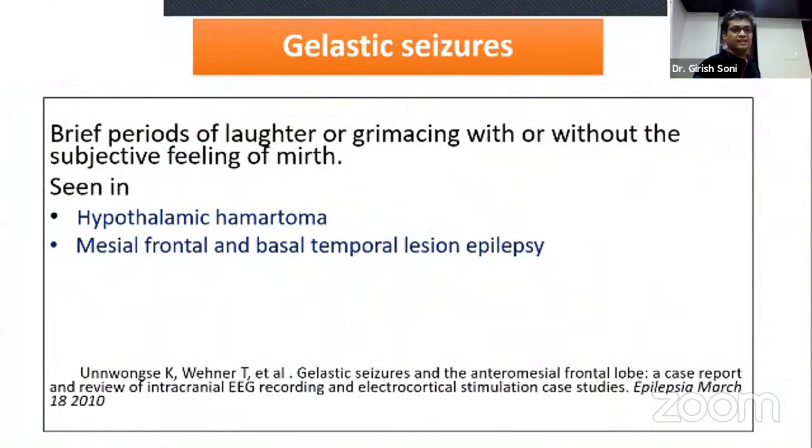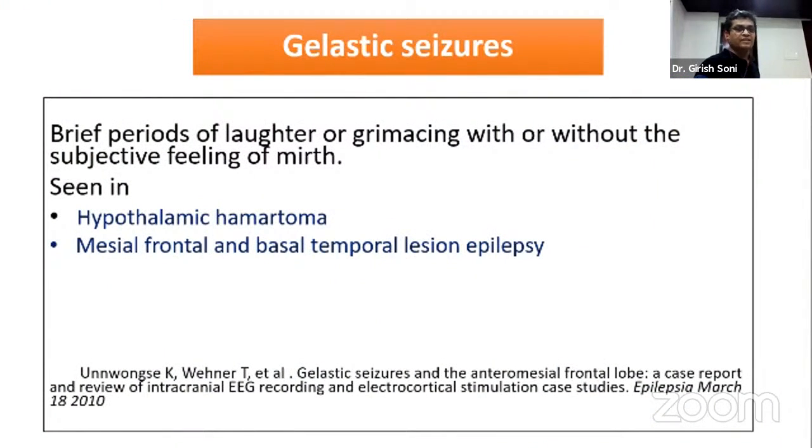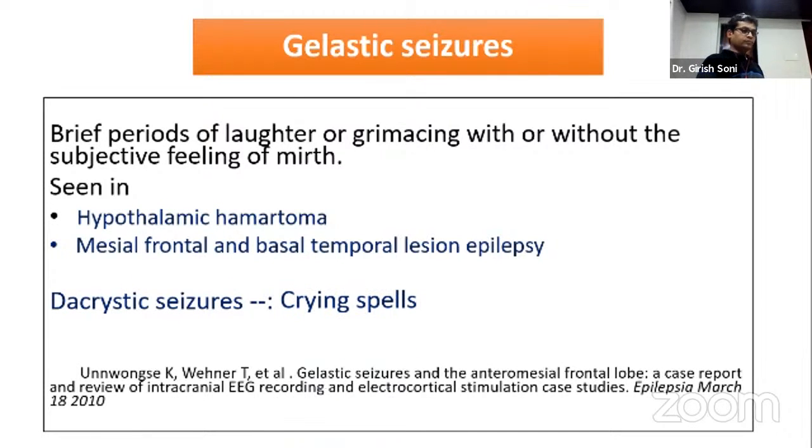And this is a classical gelastic seizure, brief periods of laughing or grimacing with or without a subjective feeling of mirth. Usually the sensorium is preserved in such patients. It is classically seen in hypothalamic hamartoma, and can be seen in frontal as well as temporal lobe epilepsy. This patient can additionally have complex partial seizures apart from gelastic seizures. This patient can have crying seizures also, repeated episodes of few-seconds crying spells, which are called dacrystic seizures. The best treatment is radiofrequency ablation of the hypothalamic hamartoma or surgical resection of the lesion.